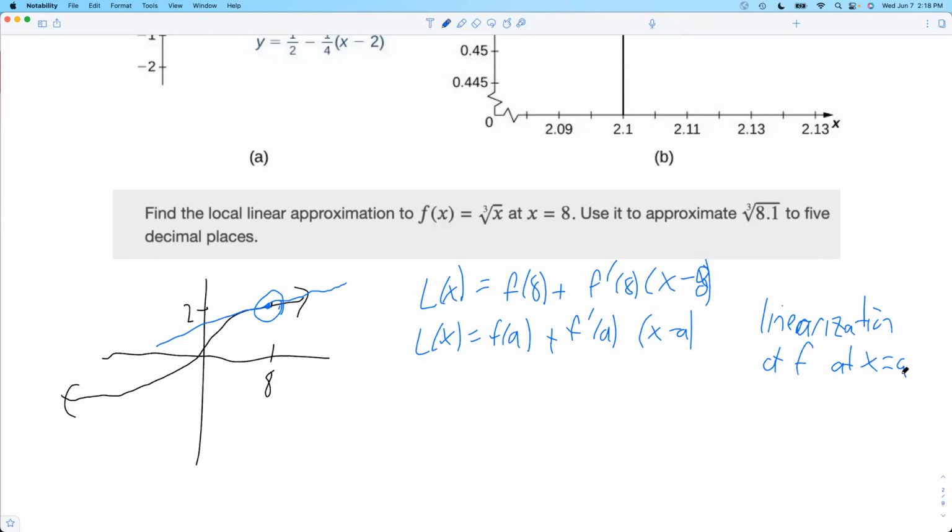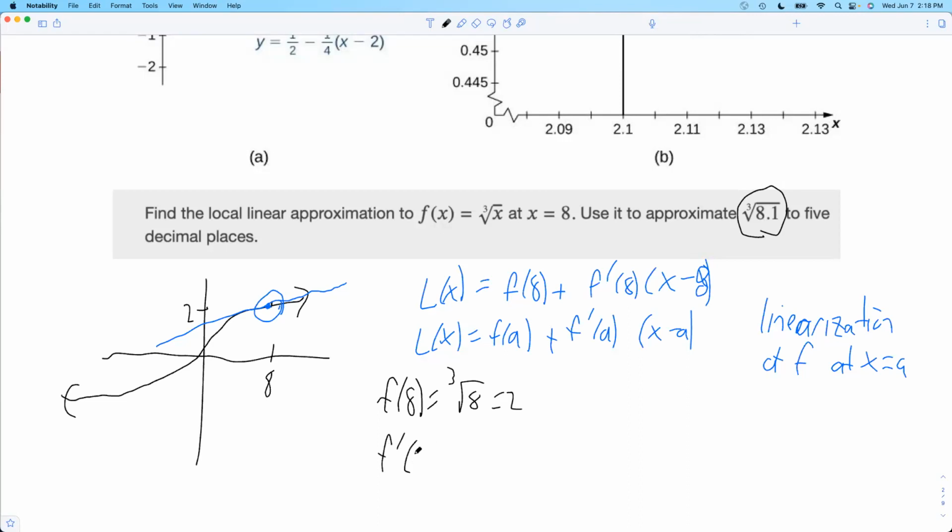Okay, so I need two values. I need f of 8 and I need f prime at 8. f of 8, the original evaluated at 8, cube root of 8. That's 2. Why did we choose 8? Why didn't we choose 6.3 to approximate this? Because there's a nearby value. This is the guy I'm actually after. There's a nearby one that I know exactly. That's why we chose to use x equals 8, because I know cube root of 8.